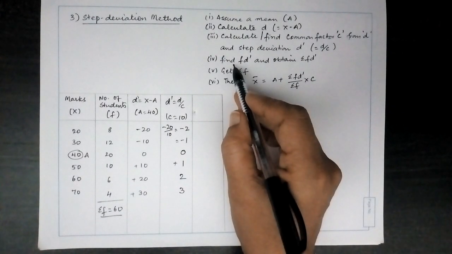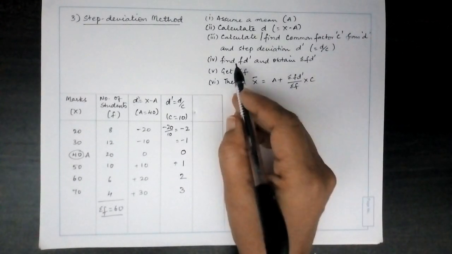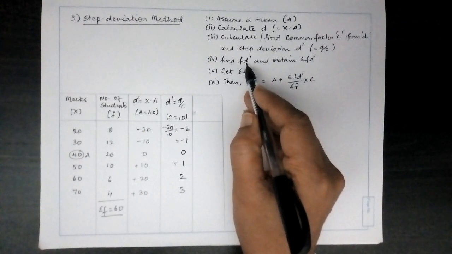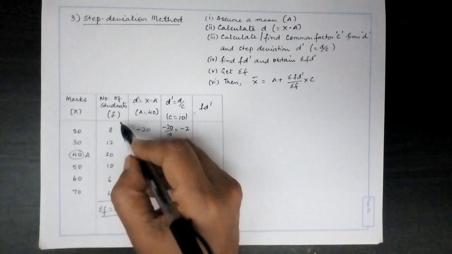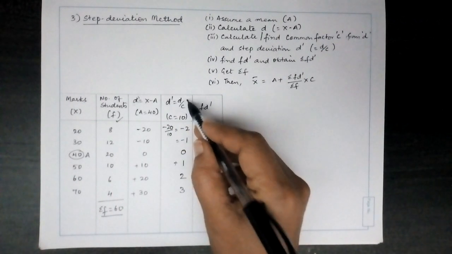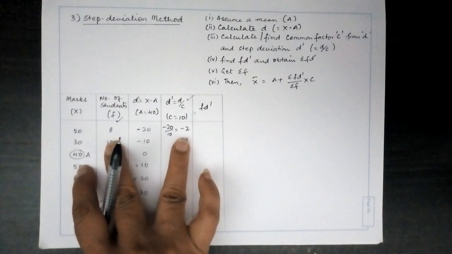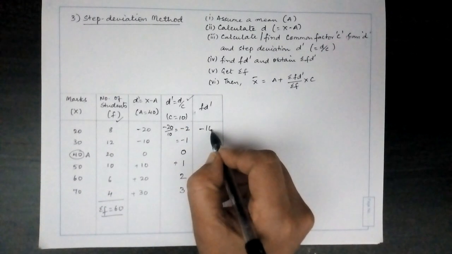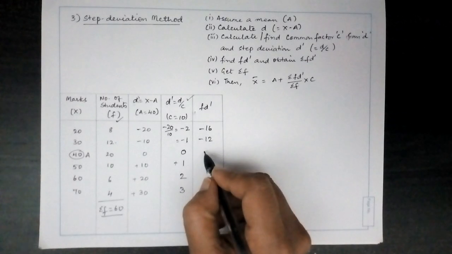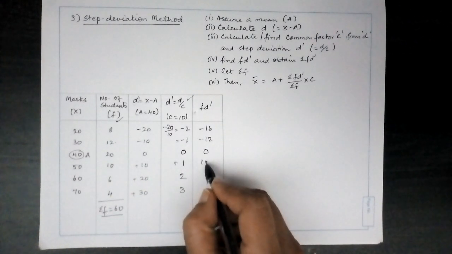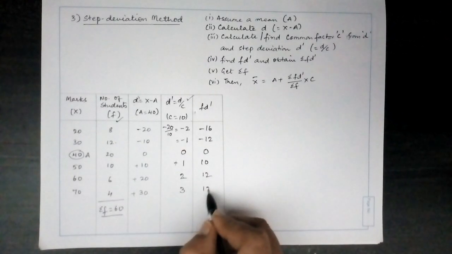Now what is the next step? We will find out sigma f d dash. So for that we need to find out fd dash. What is f here? Frequency into d dash. So we are going to consider these two columns. So 8 into minus 2 would give us minus 16. 12 into minus 1 will give you minus 12. Here this becomes 0. 10 into 1 becomes 10. 6 into 2 is 12. And 4 into 3 is again 12.